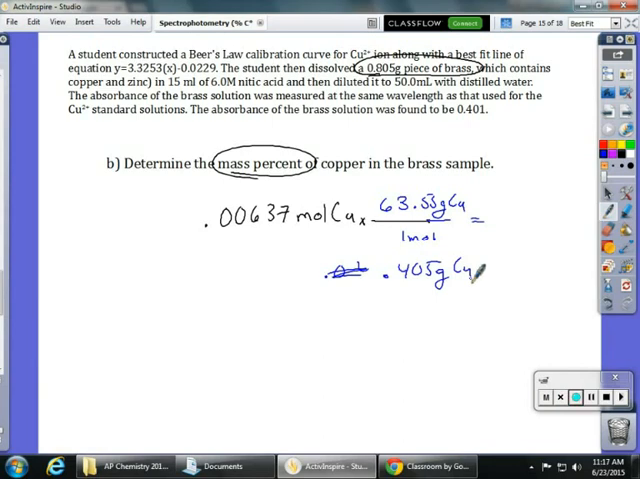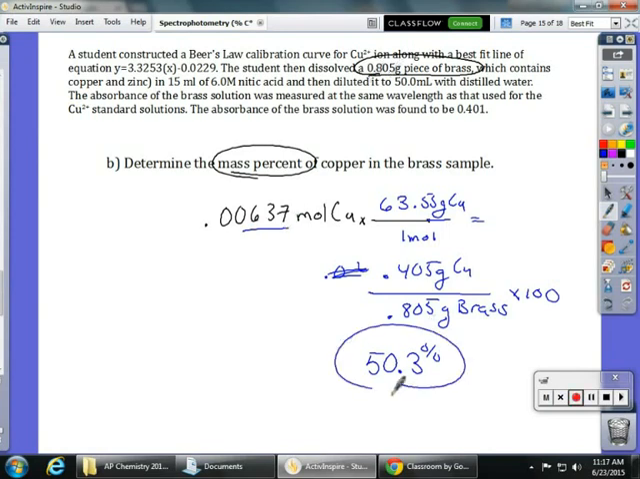Again, that's not the mass percent. We need to put that over the total. What was the total? 0.805 grams of brass. To make it a percent, we're going to multiply by 100, and that gives us 50.3%. And again, I'm reporting to 3 sig figs because I was given 3 sig figs in the prompt for the brass mass. So that's my percent of copper in my brass.